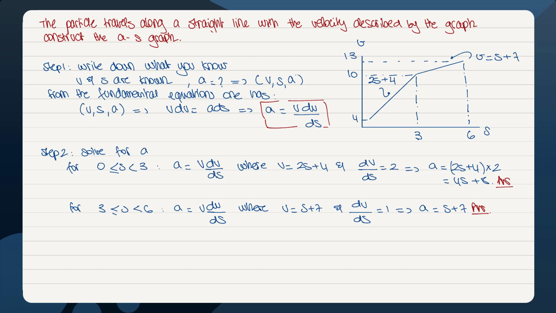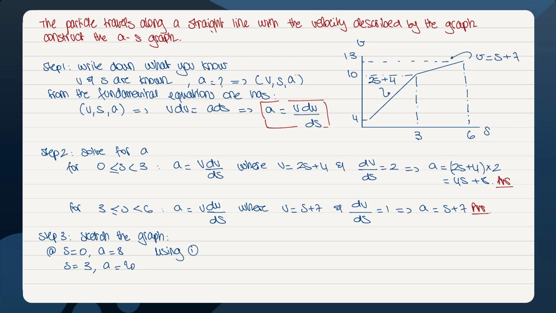Now that we have the two expressions, we need to find the start and end points for each of the chunks. Let's take S equals 0 and S equals 3 for the first chunk. To get the value of A, we just replace S with the respective values. For S equals 0, A is equal to 8, and for S equal to 3, A is equal to 20. All that was found using the very first equation.